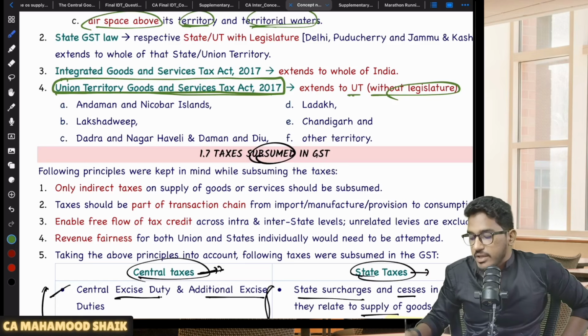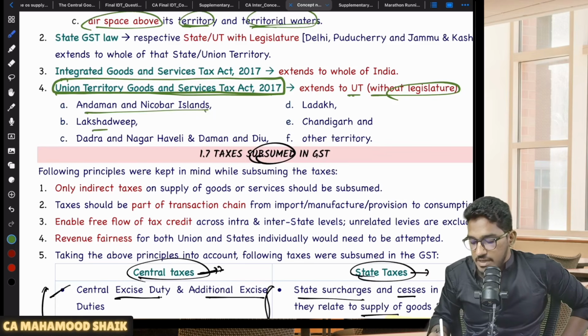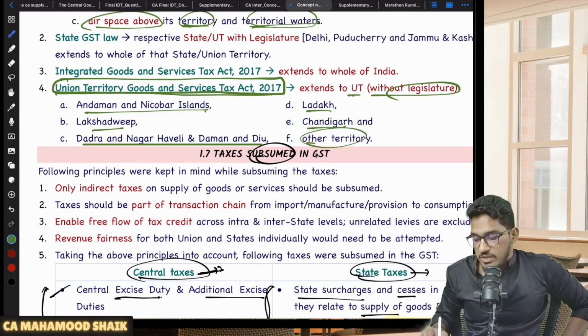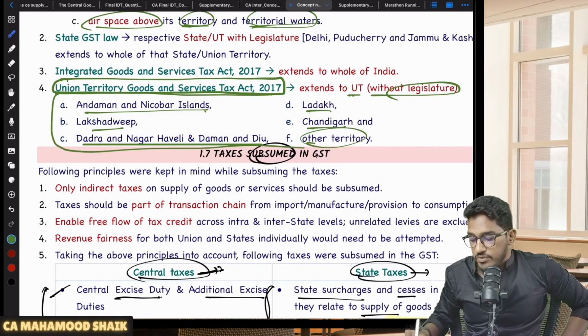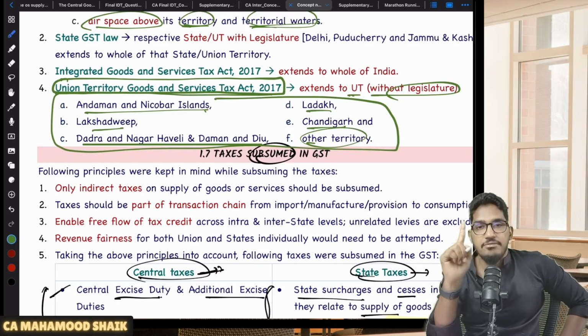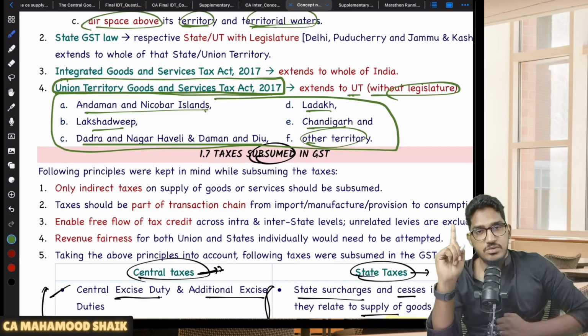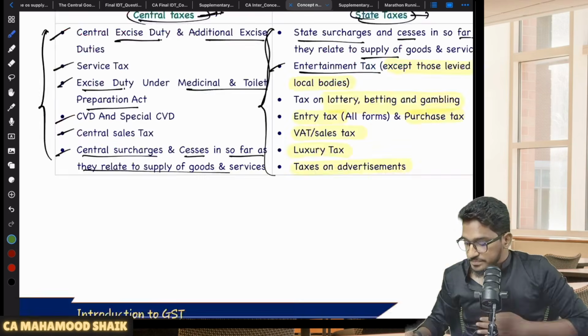And what are those union territories without legislature? Andaman and Nicobar Islands, Lakshadweep, Dadra and Nagar Haveli and Daman and Diu, Ladakh, Chandigarh, and other territories. So these all will fall under union territories. For all these union territories without legislature, we have one single act called the UTGST Act 2017, which will become applicable.